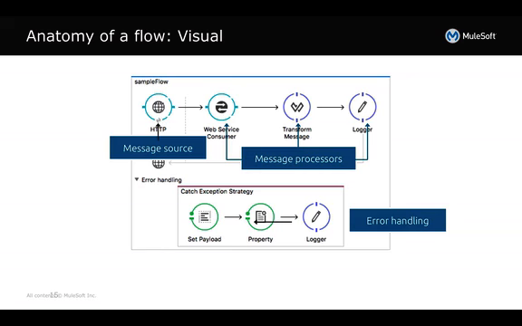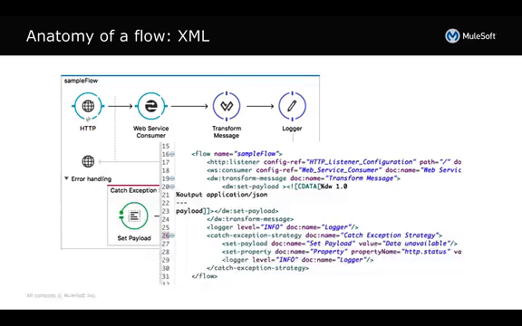When flipping from the visual view to the XML view in Studio, we'll see that flow represented in this XML. Here you can also see at the beginning the message source defined as an HTTP listener, message processors such as the web service consumer, the DataWeave transformer, and the logger. And you can also see the exception handling block at the very bottom, holding the set payload, set property, and logger.